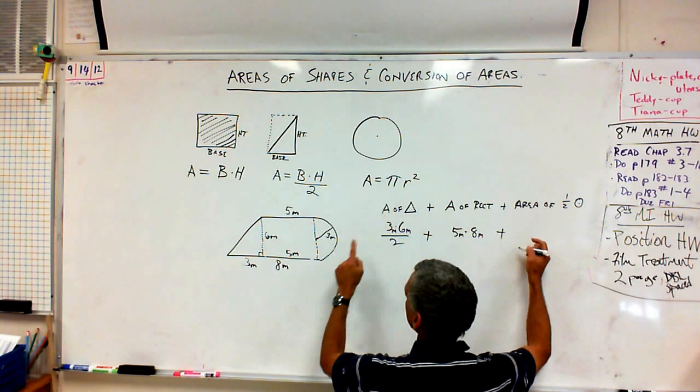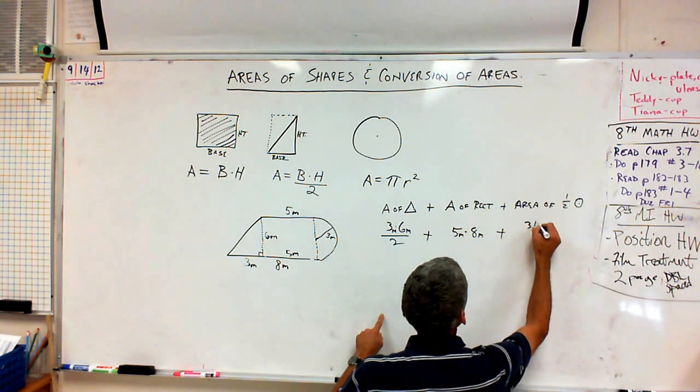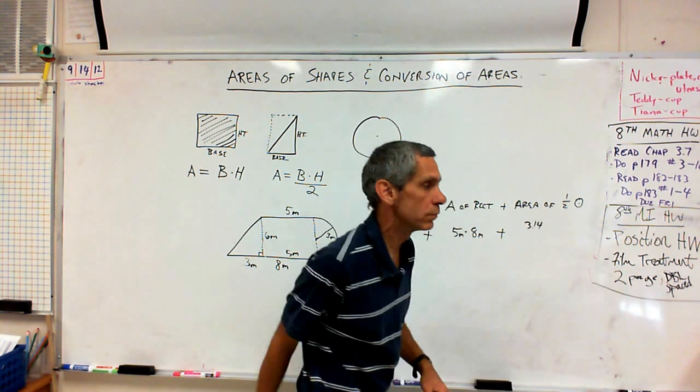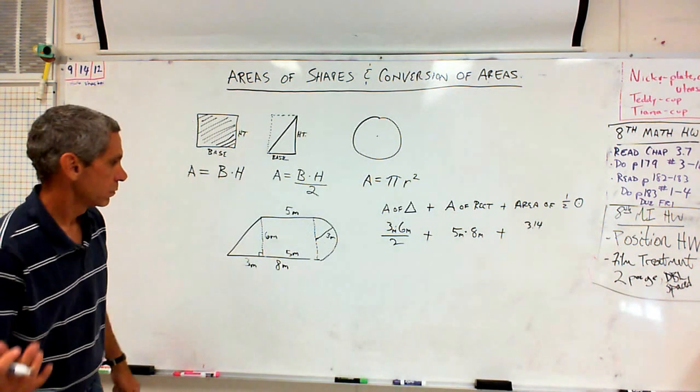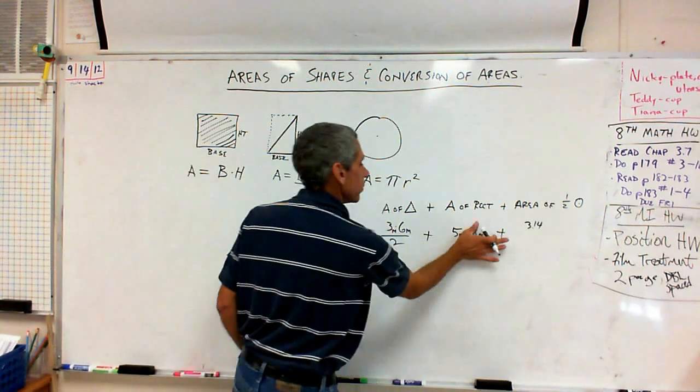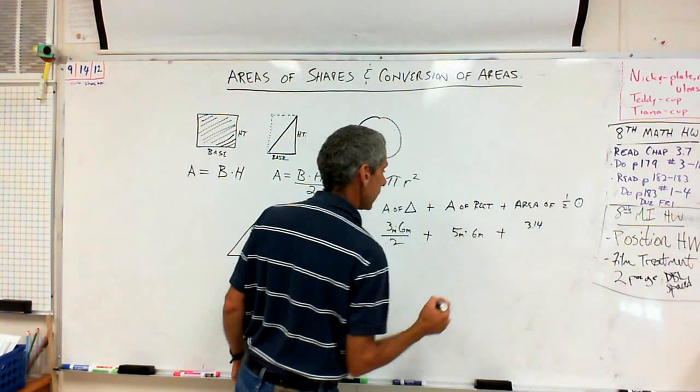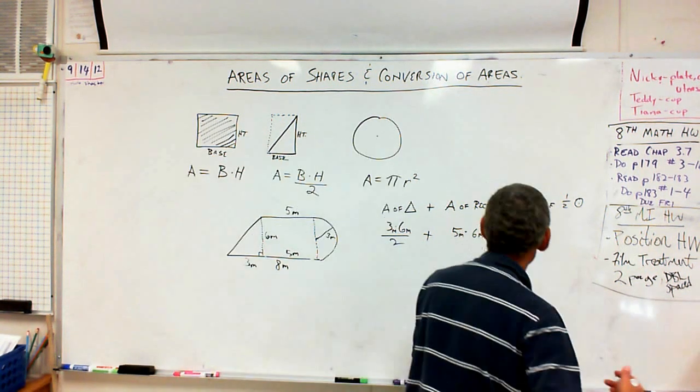So I've got to do this, 3.14. Gary, it says 8. 5 times 8. Oh, thank you so much. I appreciate that. 5 times 6. Didn't I say 6 and I wrote 8?